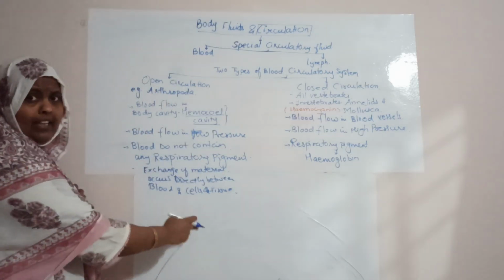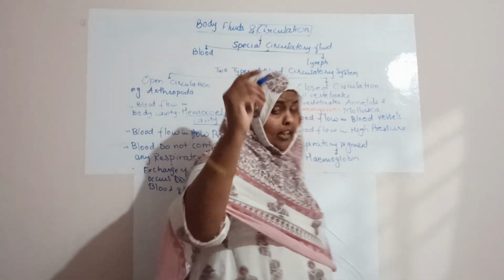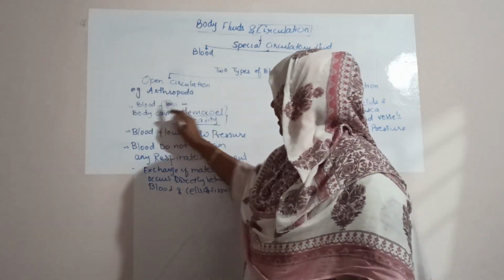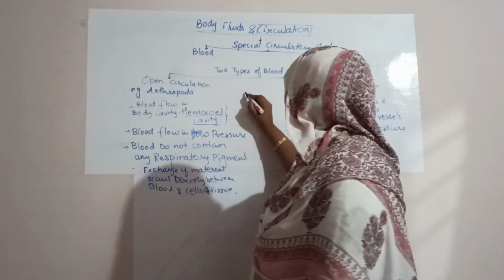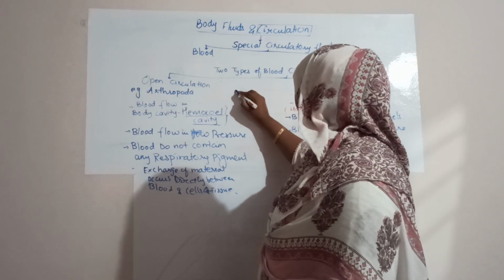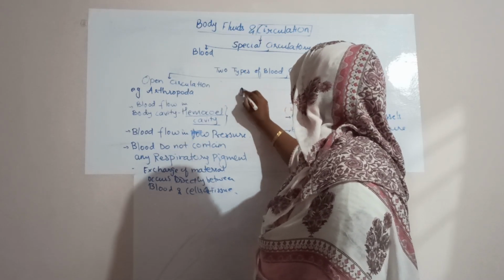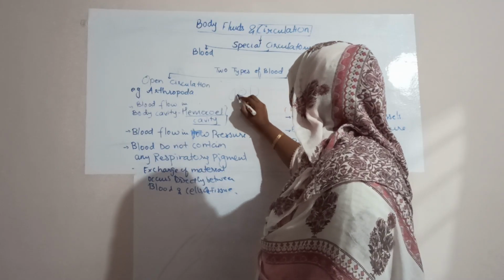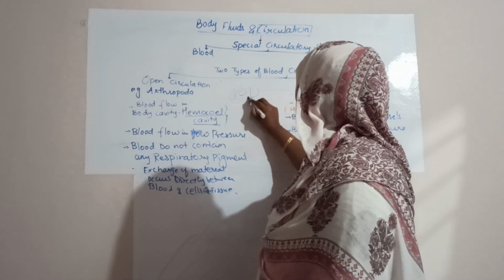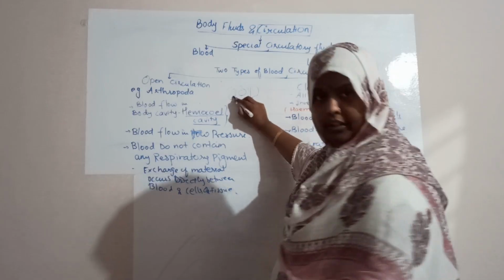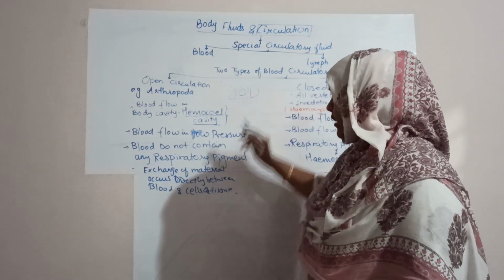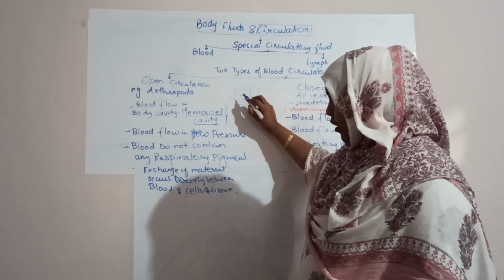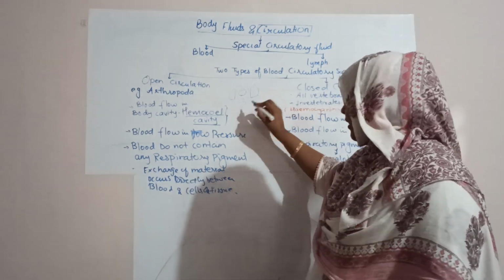Why does this happen directly? Because in open circulation, we study that blood flows in the body cavity. The heart is present here, the lungs are present here, and other systems are present. So blood flows in between the cavity, and the organs directly contact the blood. That's why exchange of material takes place directly between the body fluid and the cells or tissue.